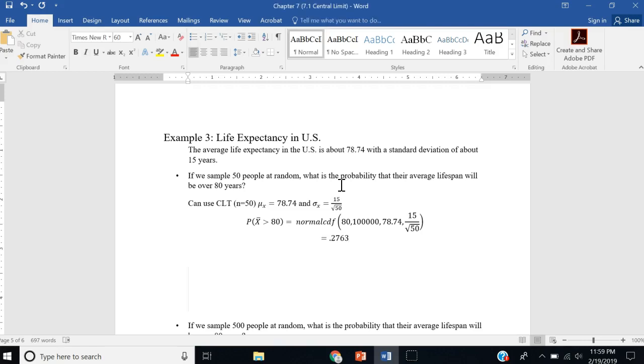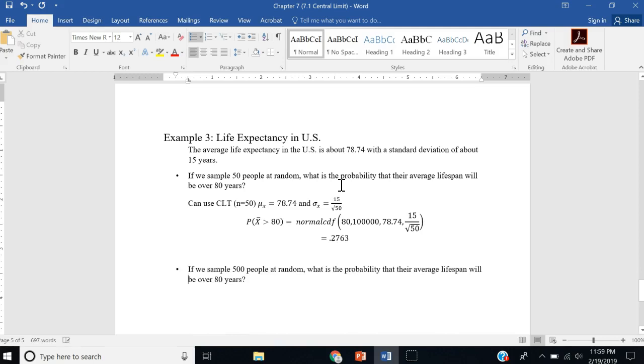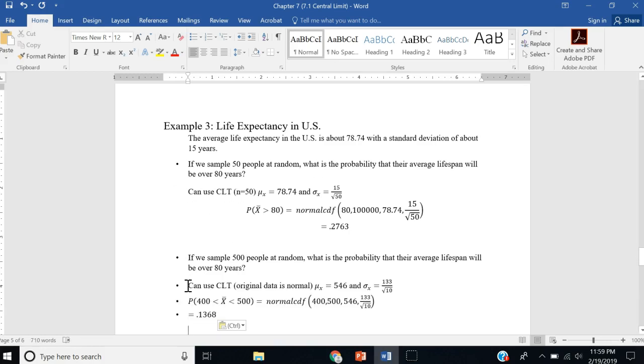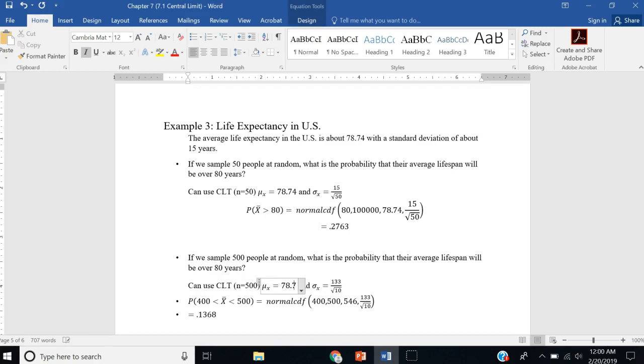Now, what's going to happen when we sample 500 people? Relatively the same thing. We say we can use the central limit theorem. N is plenty big enough. 500 is well over the 30. The average is still 78.74. The standard deviation now is going to be changing to 15 over the square root of 500 because I have a sample of 500 people now.